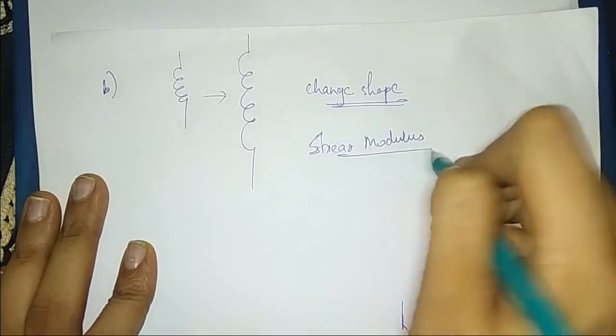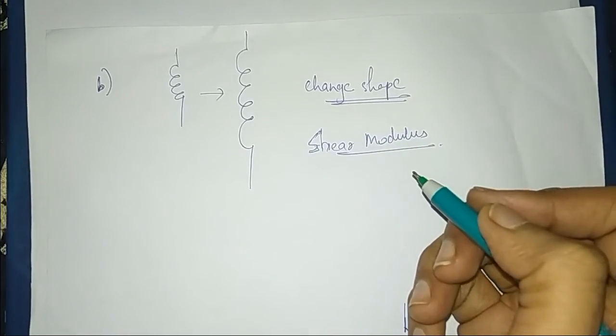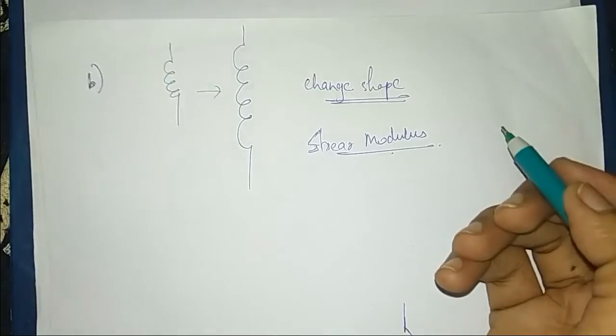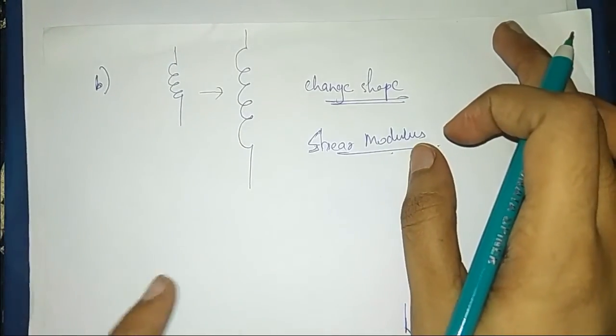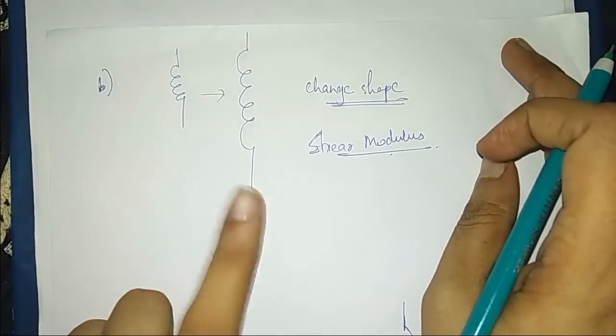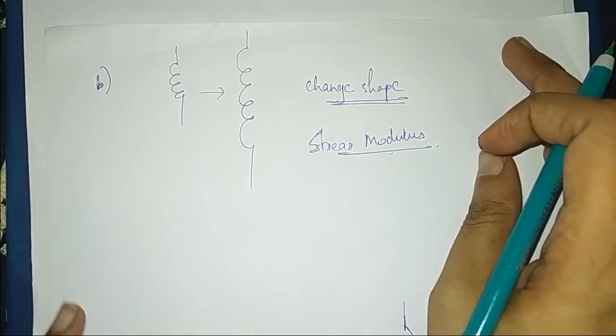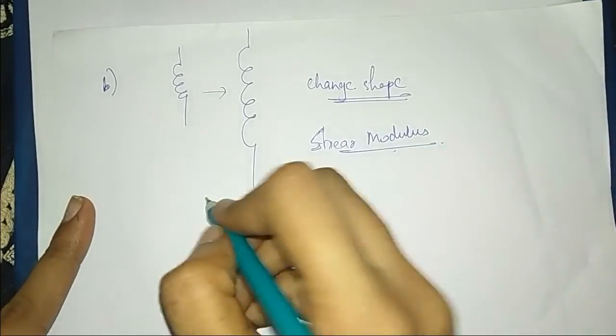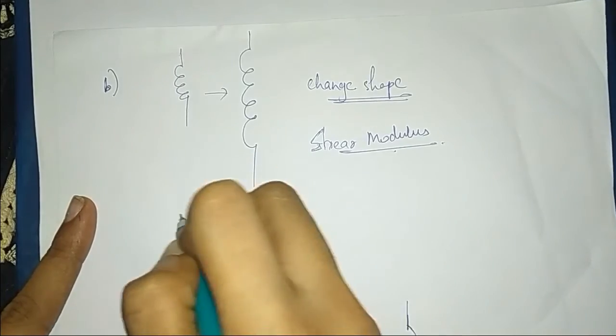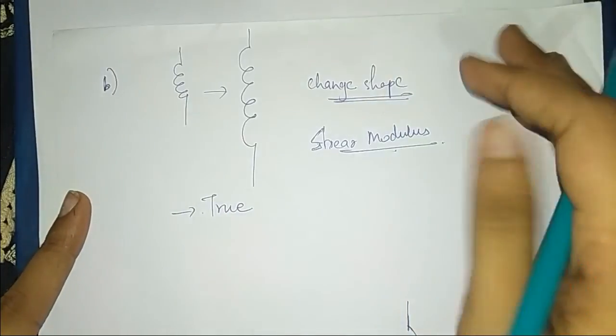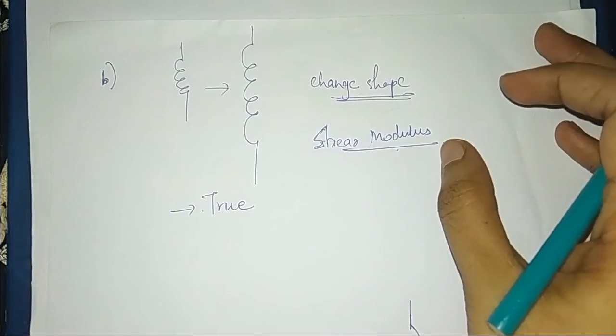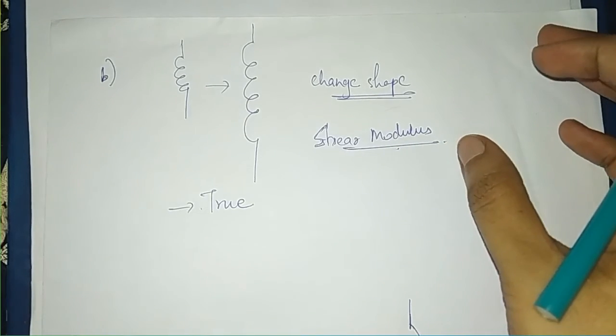So what the problem says is the stretching of the coil is determined by the shear modulus. Yes, it is true, right? Because there is a change in shape associated with it, it will be determined by the shear modulus. Okay, so that was easy. So the answer is true. The stretching of the coil is determined by the shear modulus.